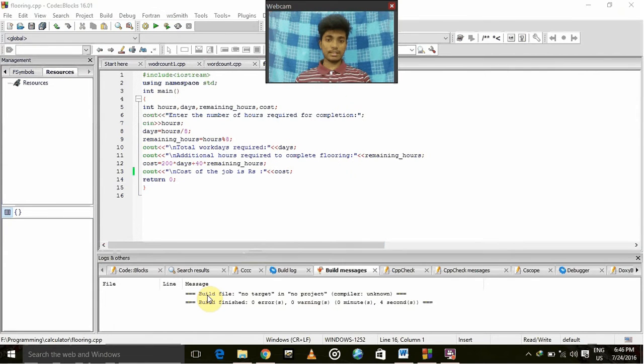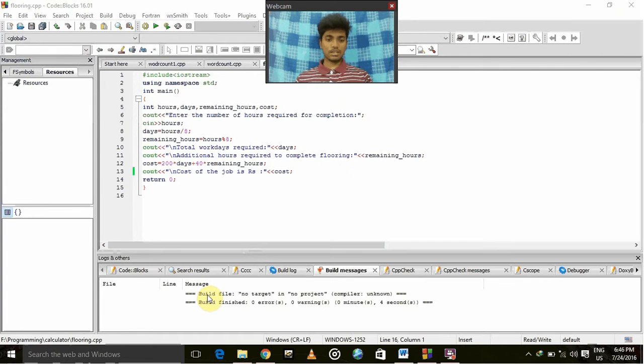We will write #include <iostream>, using namespace std, int main, and we would then start the program. Now here we have declared the data type as int, and the variables are hours, days, remaining hours, and cost. So at first we would ask the user to enter the number of hours required for completion. So here we would enter the number of hours that is needed for the job.